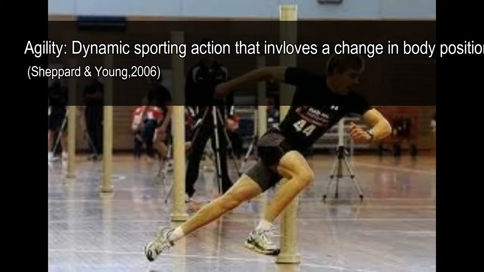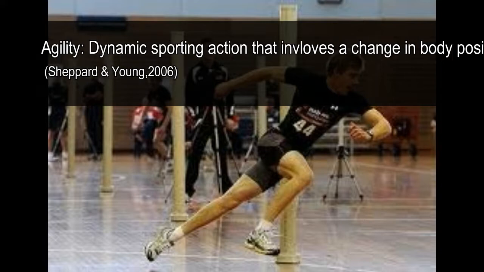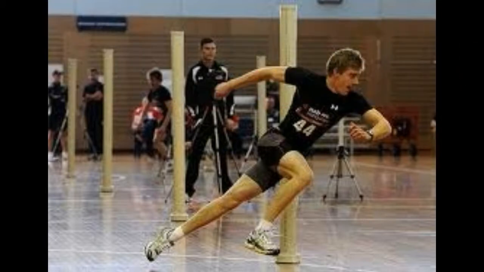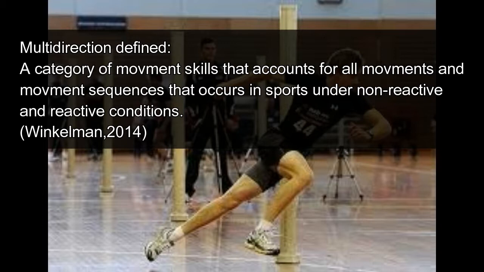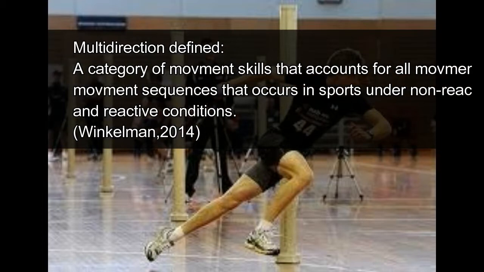Shepherd and Young define agility as dynamic sporting action that involves a change in body position. However, I feel that the term multi-direction movement is better suited for the AFL Agility test. Multi-direction movement can be defined as a category of movement skills that accounts for all movements and movement sequences that occur in sporting under non-reactive and reactive conditions.